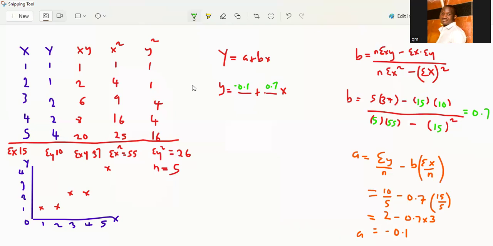So this is part 1. Find the regression equation or prediction equation. Part 2, you predict if x is equal to 10, what is y? So here that we have the equation, just substitute. So y is equal to negative 0.1 plus 0.7 x. X is what? 10. We put a 10 there. So we're going to have 6.9.